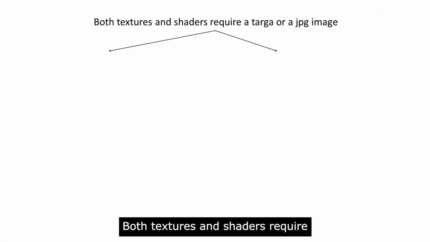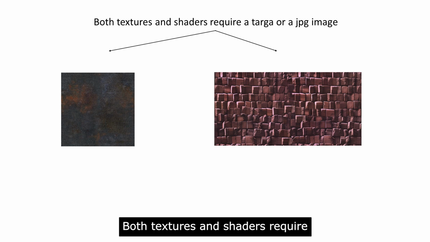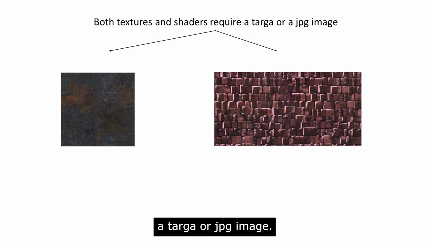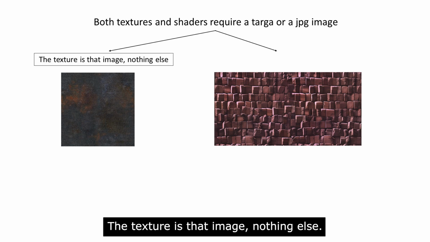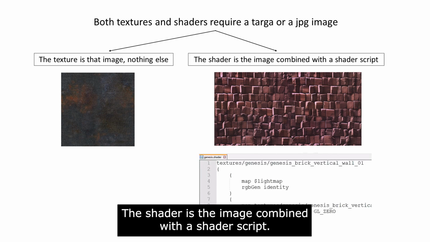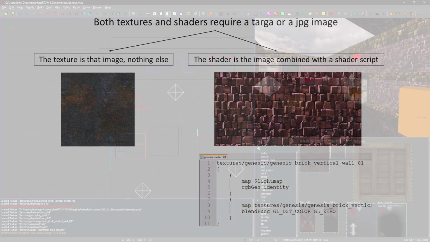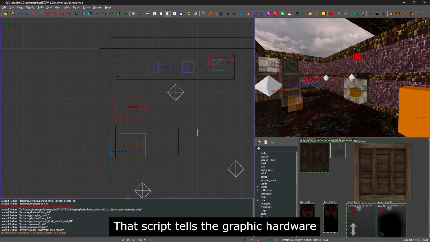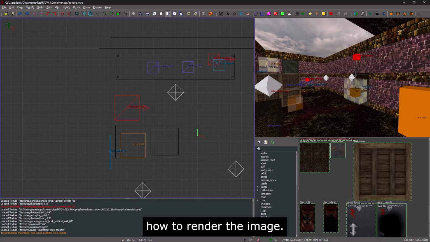Both textures and shaders require a Targa or JPEG image. The texture is that image, nothing else. The shader is the image combined with a shader script. That script tells the graphic hardware how to render the image.